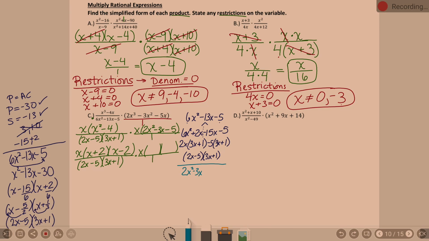2x squared minus 3x minus 5 means I need a product of what? Negative 10. If you're slip and slide, you slid the 2 over and you need a product of negative 10, right? Product of negative 10 and a sum of negative 3. So product of negative 10, sum of negative 3, 5 and 2. Multiplying to be negative means I need a positive and negative. Adding to be negative means I need negative 5, positive 2. Split that middle term, right? If you're slip and sliding, you're putting negative 5 and 2 in your parentheses. I'm splitting my middle term.